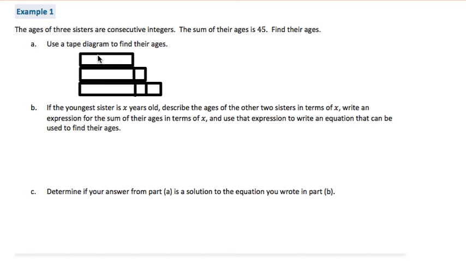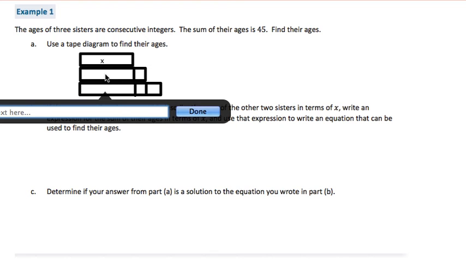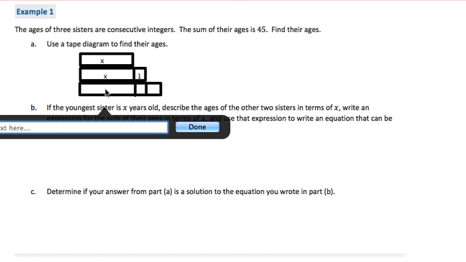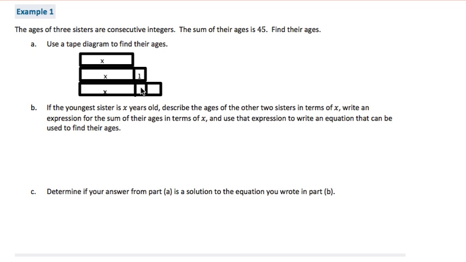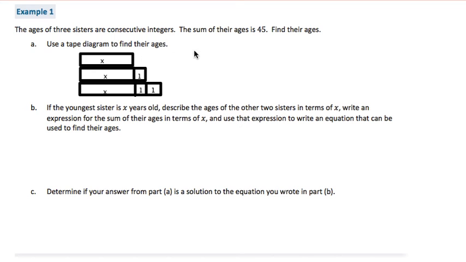The younger sister, that's going to be our first rectangle. The next sister is going to be x plus 1. And the third sister will be x plus 1 plus 1 more, which we should recognize as x plus 2.